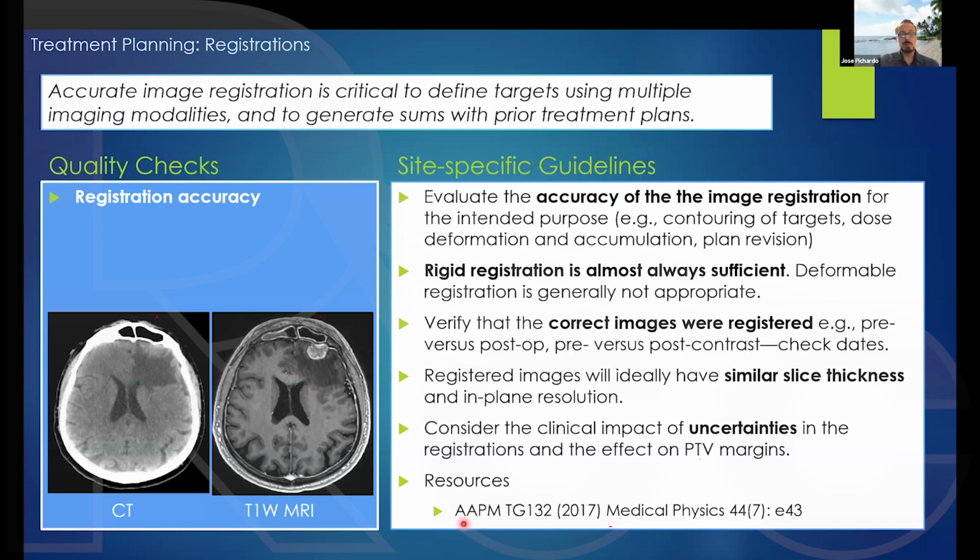There's a very good resource that I'm providing you here from the AAPM Task Group 132, right? So I would definitely encourage you to get this document if you can, to learn about how to determine the inaccuracies and accuracies of image registration.